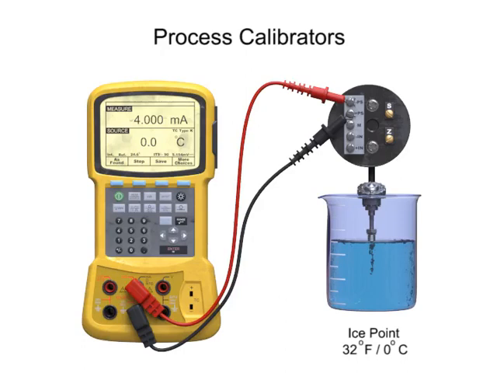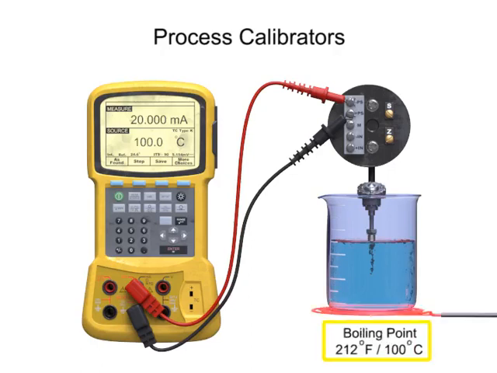The accuracy is determined by measuring the temperature of water at 0 degrees Celsius and 100 degrees Celsius, representing the freezing and boiling points of water. Connecting the RTD output to the calibrator, the measured temperature is displayed using the measure function.